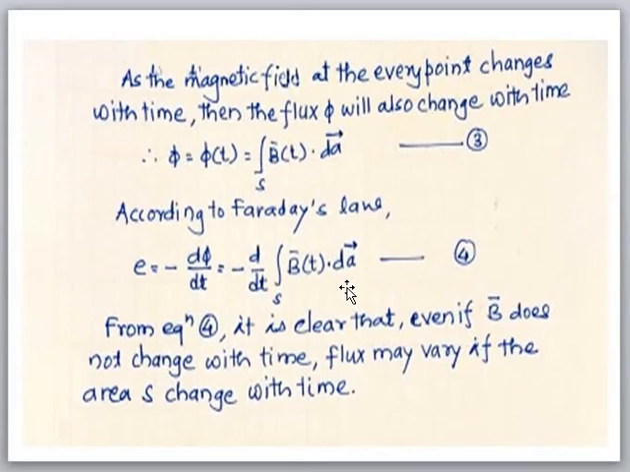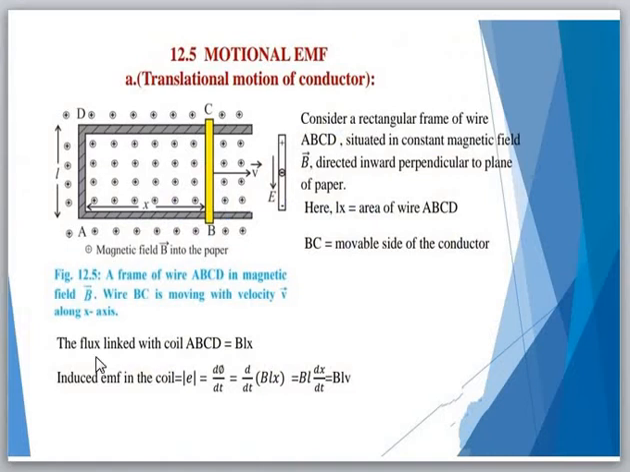From the equation, if B bar does not change with time, then flux may still vary if the area S changes with time. Now motional EMF. First we consider the translational motion of this conductor. As a result of change in magnetic flux, an EMF is induced. It is produced due to the movement of the conductor in the magnetic field. Hence it is called motional EMF.